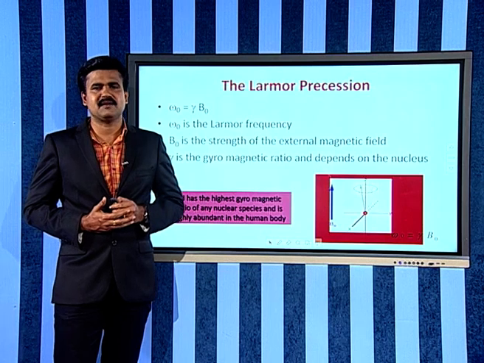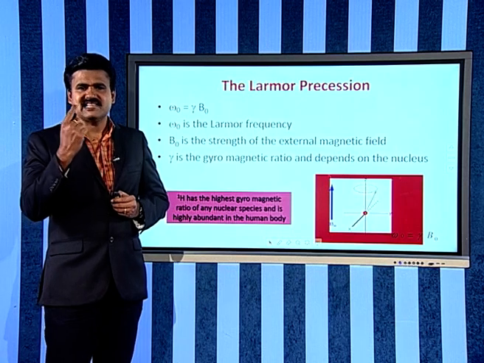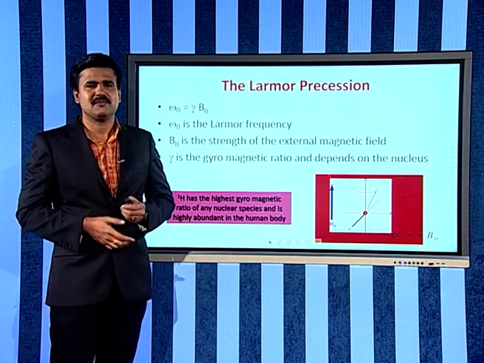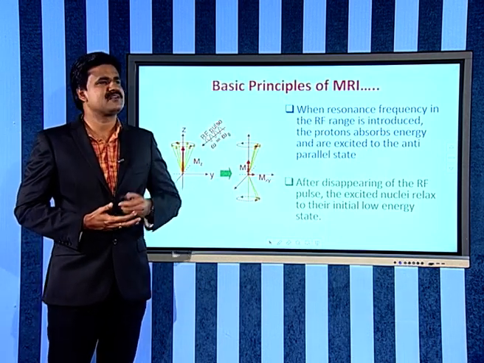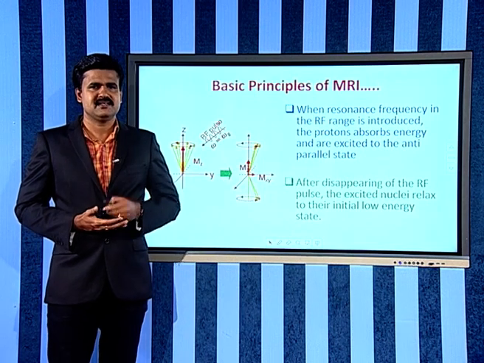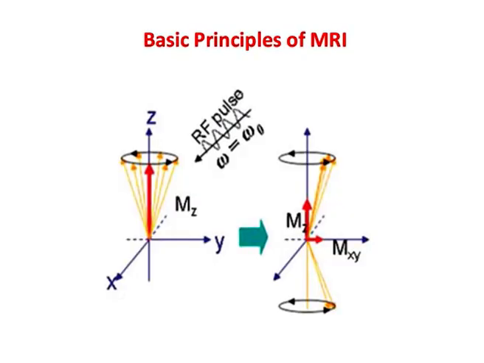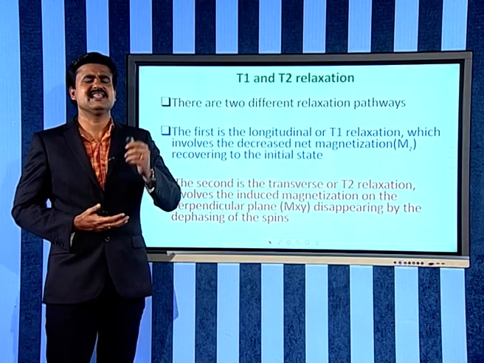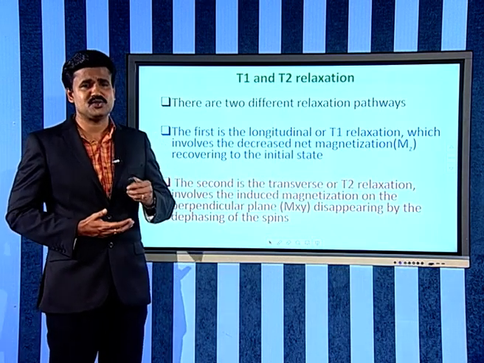In the presence of the external magnetic field, the spin of the nucleus precesses, and such motion is known as precessional motion. When a resonance frequency in the radio frequency range is introduced, the protons absorb energy and are excited to the anti-parallel state. After the RF pulse disappears, the excited nuclei relax back to their initial low energy state or ground state. There are two types of relaxation procedures. They are nothing but T1 and T2 relaxation.